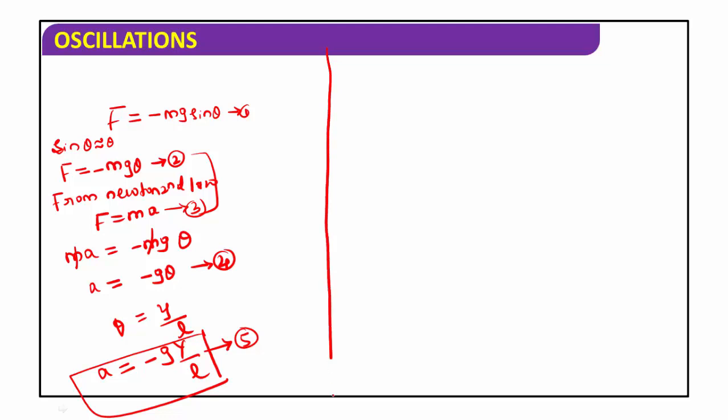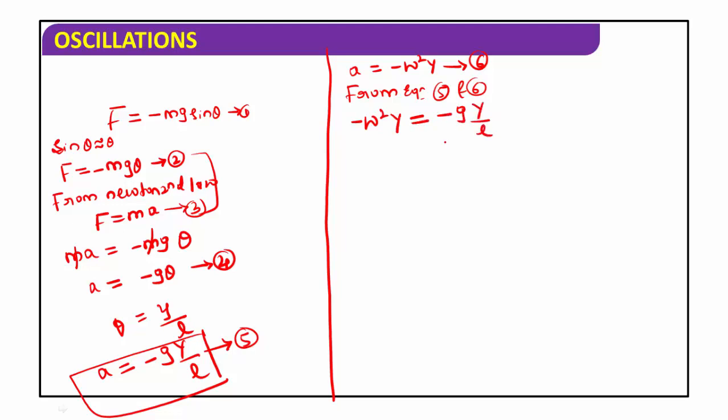Again, we apply the acceleration of the simple harmonic motion, that is A equal to minus omega square into y. From equation 5 and 6, minus omega square y is equal to minus g into y divided by L. Minus y and minus y get cancelled. Omega square equal to g divided by L only, or omega is equal to root of g divided by L.